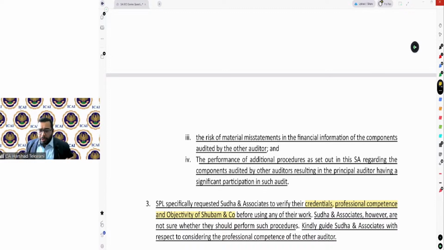So come on, guys. Are they required to consider the credentials, professional competency, and objectivity of Shubham company? Are they required to verify, rather, their credentials?